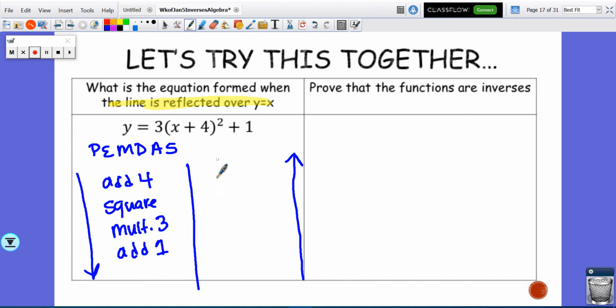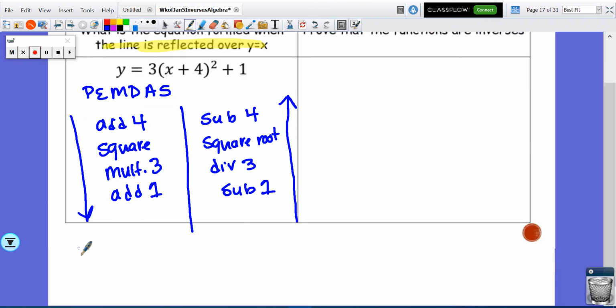Okay? So now I'm going to go and do the opposite of those. Subtract 4, square root, divide 3, subtract 1. And now I'm going to do my inverse symbol, f of -1. And you can say y -1, same thing. I'm going to write my x and I get my inverse from this side. The inverse comes from, and I'm going to highlight that, it comes from this side.